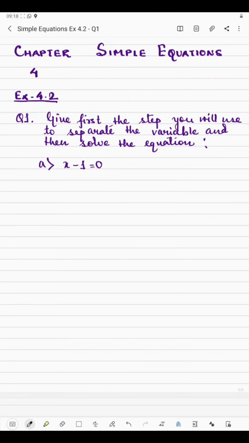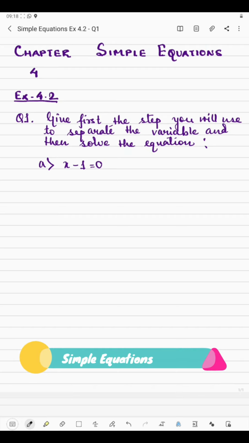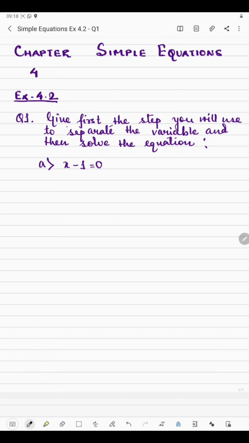Hello students, now I am going to start question number 1 of exercise 4.2. Question number 1 says, give first the step you will use to separate the variable and then solve the equation. Here we will have to see which step we are using to separate the variable. Now which is the variable in this equation? X is the variable, so what we have to do? We will have to separate the variable and then we will have to solve the equation.